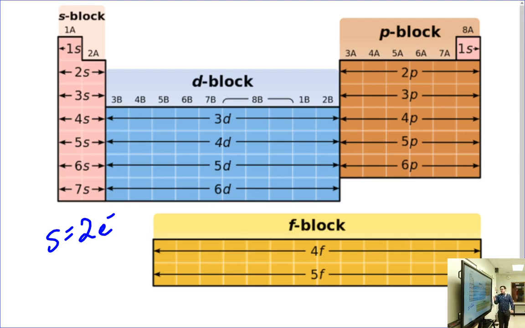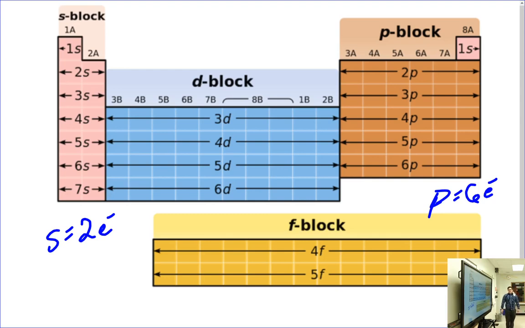Counting across, how much would the P orbitals hold? Super easy. Just count across. How many is that going to be? 6. So the P block here, going across, can hold 6 electrons.